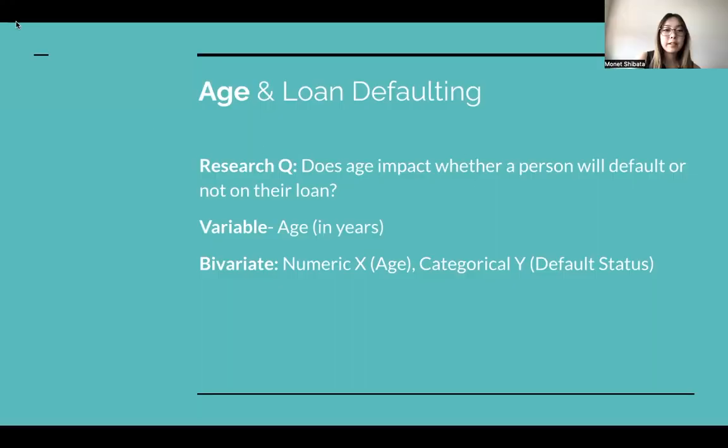All right, for the next variable, we looked at age with the question of, does age impact whether a person will default or not on their loan? We looked at the age variable, which was originally in days but converted to years. And this is a bivariate analysis of looking at a numeric X and categorical Y.